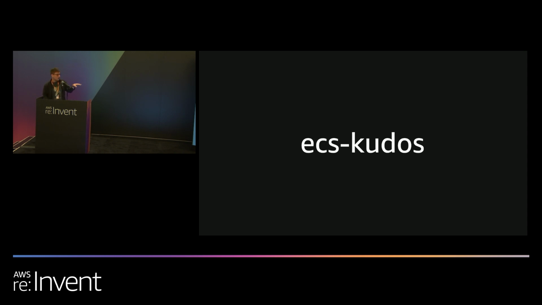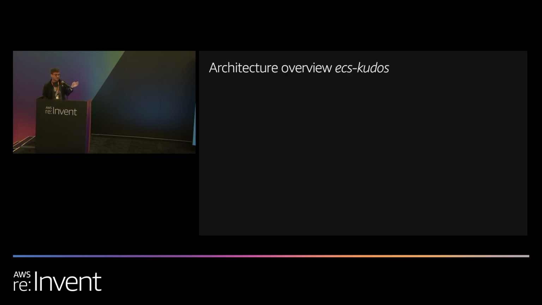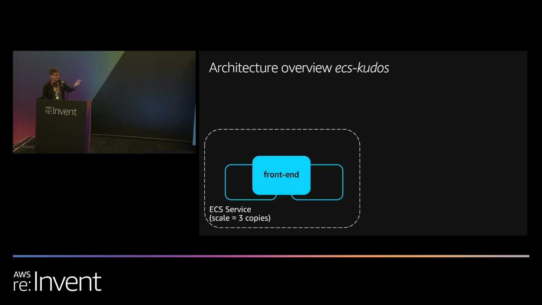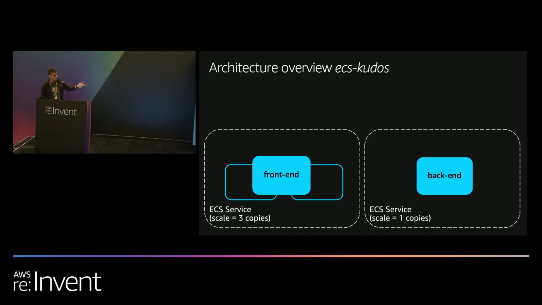So I'm going to walk over and talk about the architecture for the ECS Kudos service a little bit, and then we're going to build it. It's a pretty simple architecture. We have two microservices. The first is our front end, and this is going to be an ECS service. Everyone's super interested in what awards and kudos they've gotten, so we're going to scale that up to 3 copies. We're also going to have our backend, which is what's going to front our webhook.